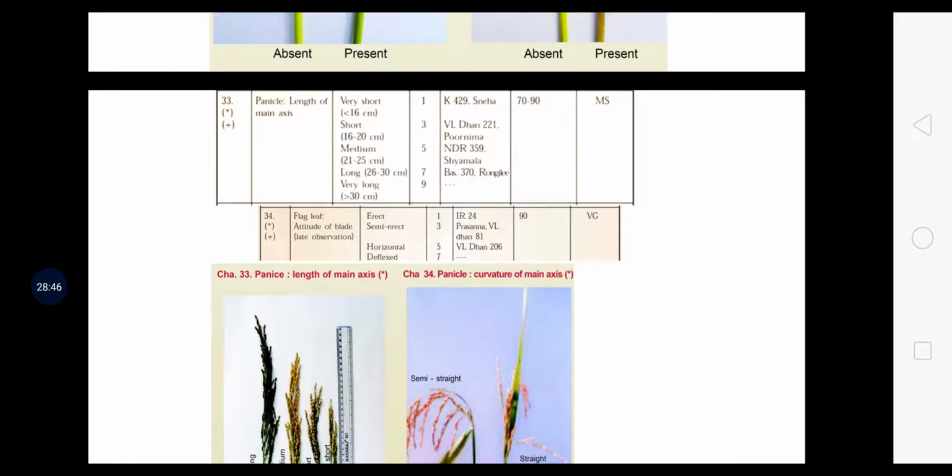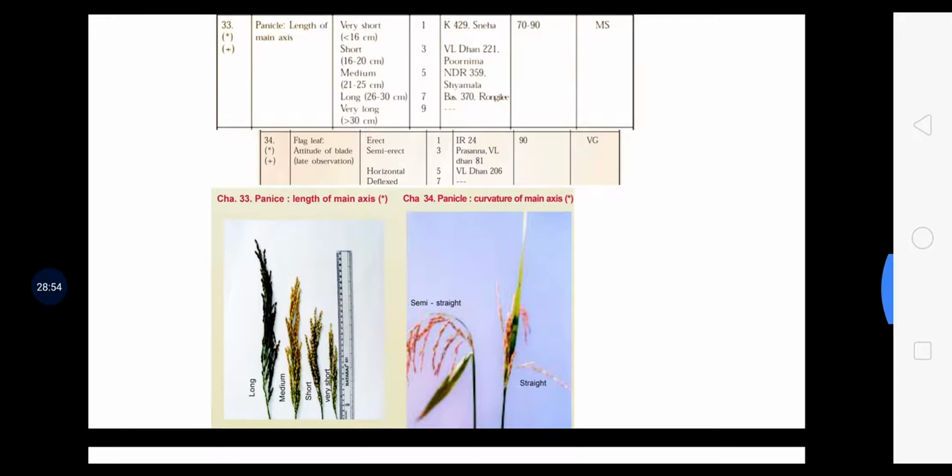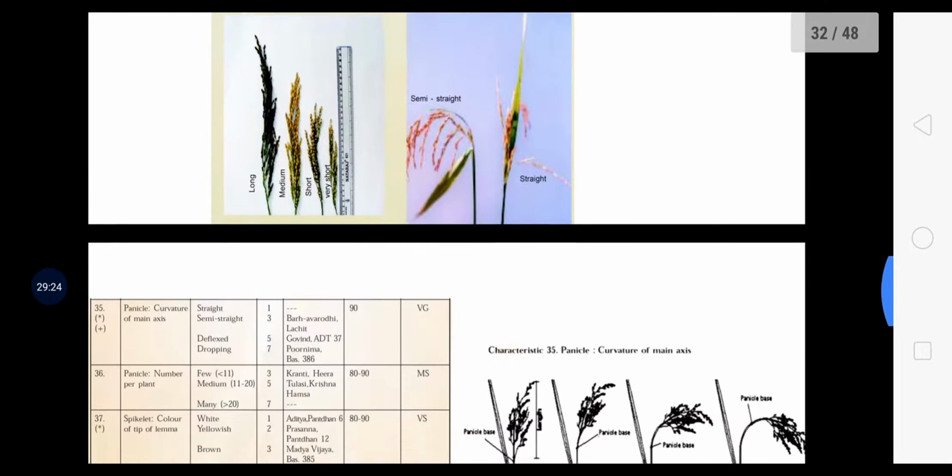Then 34th characteristic is flag leaf attitude of blade. In the right side figure you can find the flag leaf attitude of the blade. The blade may be drooping down or upward. Erect is scored as 1, semi-erect 3, horizontal 5 and deflexed 7. Deflexed means drooping downwards. Erect example is IR24, semi-erect is Prasanna, VL Dhan 81, horizontal is VL Dhan 206.